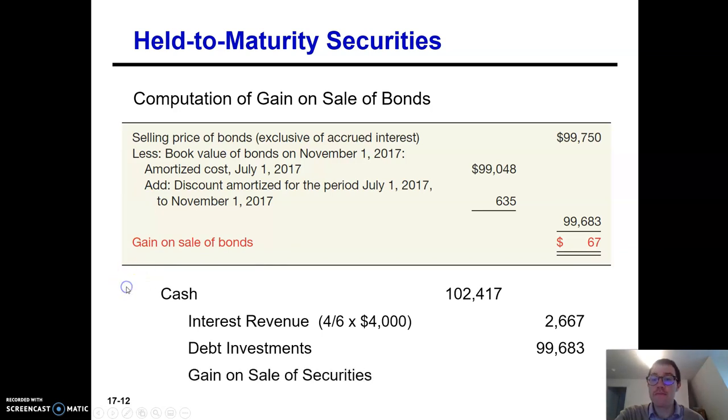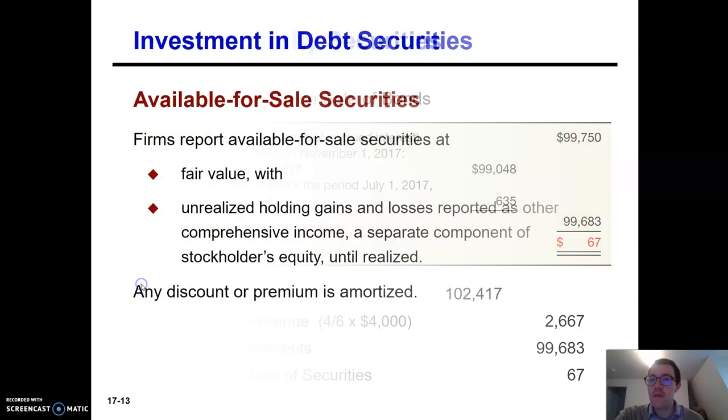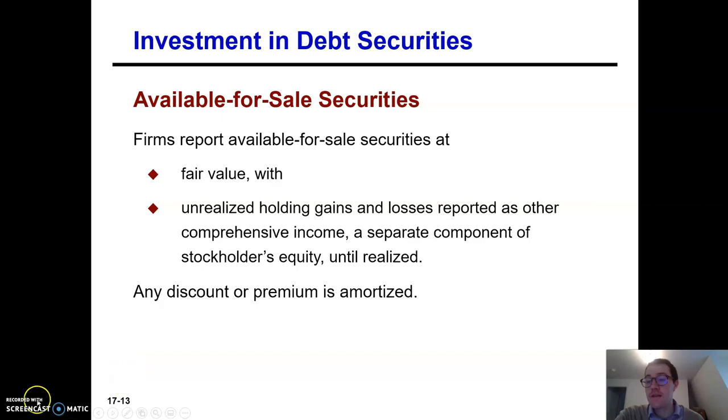So there you have it. There's the gain of 67 to make the debits equal the credits. Okay, and that is enough for this video.